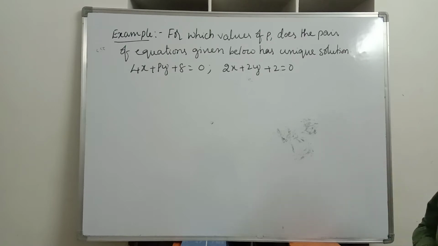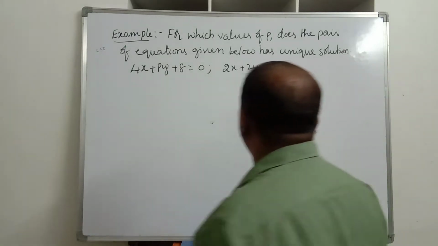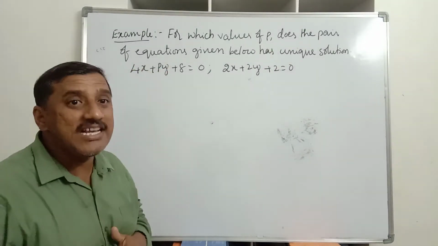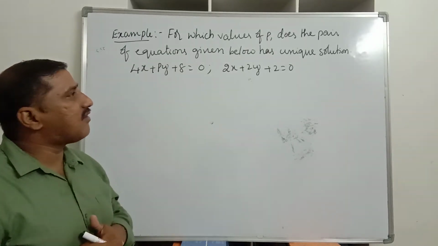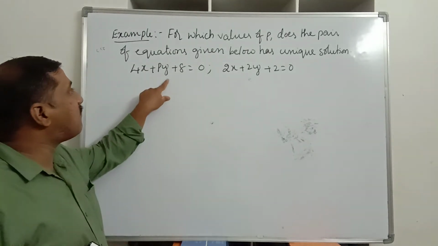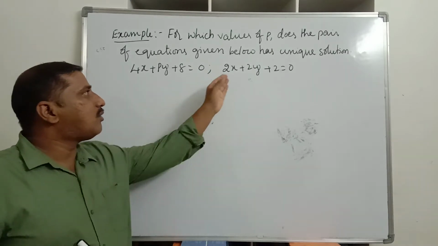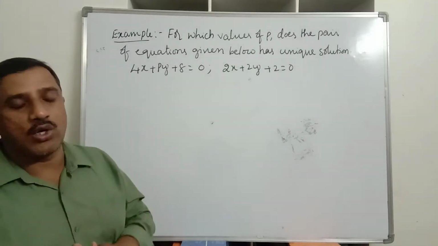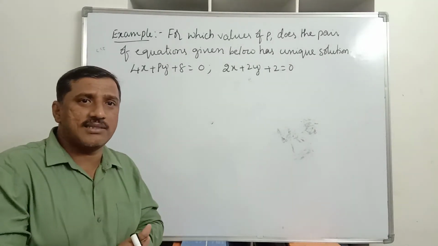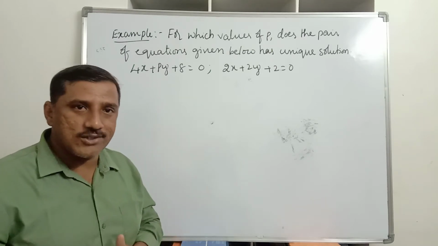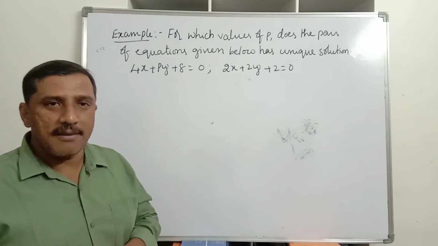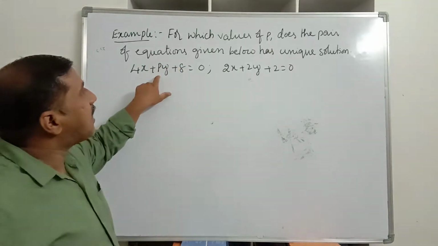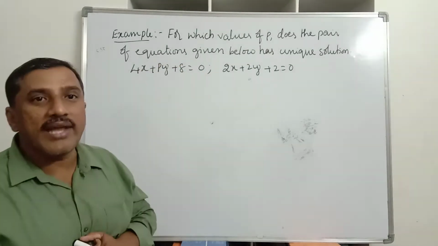The example problem is: for which values of p does the pair of equations given below have a unique solution? You are given a pair of linear equations, 4x plus py plus 8 is equal to 0, and 2x plus 2y plus 2 is equal to 0. This pair of linear equations has a unique solution. Unique solution means what is the condition? It is a1 by a2 is not equal to b1 by b2. Now we have to find the value of p for which this pair of linear equations has a unique solution.